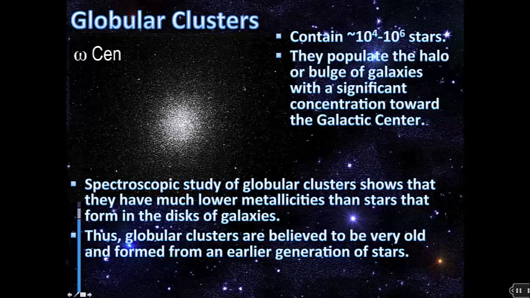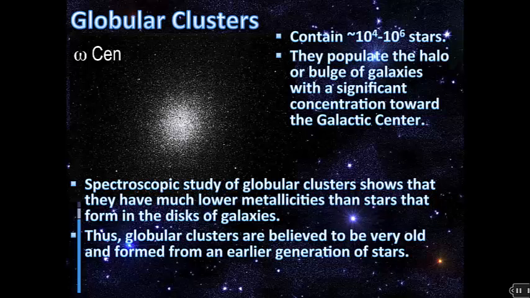The other type of clusters are globular clusters. We can see here Omega Cen, and they're very densely packed. They have tens of thousands to 1 million stars, and they tend to be either in the bulges of galaxies, or in the halo of our galaxy, that is above or below the main disk. We can see from the spectroscopy of these objects that the stars have much lower metallicities. They're generally population 2 stars.